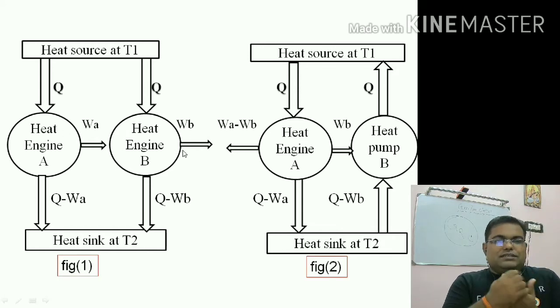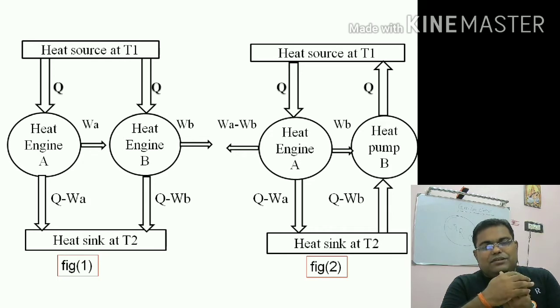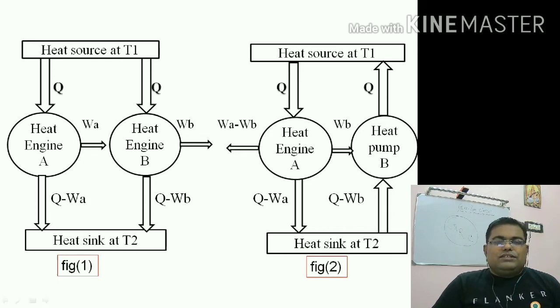Now assume that we are reversing the direction. The direction of heat engine B gets reversed, as it is a reversible heat engine. A reversible heat engine can reverse its direction, but the actual heat engine cannot. So if you look here, heat engine A is operating as it was earlier. It is drawing heat from the heat source T1 and rejecting it to the heat sink T2. But the reversible heat engine B has changed its direction.